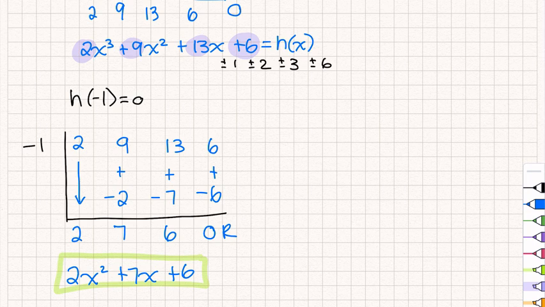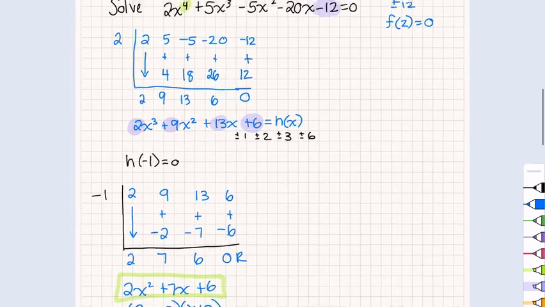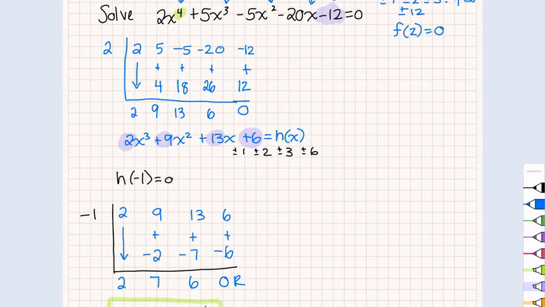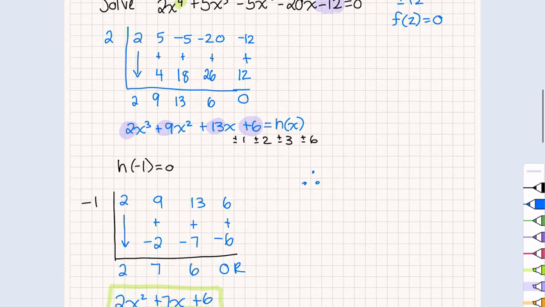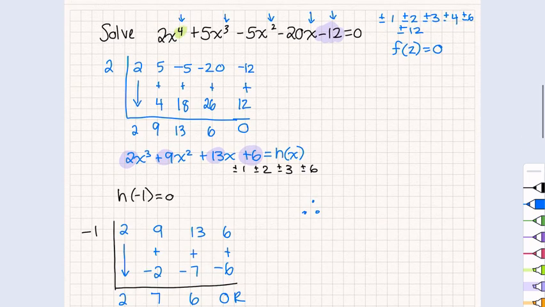Okay, so now that we've factored 2x squared plus 7x plus 6, what are we left with? We're left with 2x plus 3, x plus 2. So when we're asked to solve this equation, our final answer, we have to look at all the factors. So the first factor we looked at, f at 2 equals 0. So we're going to have x minus 2.